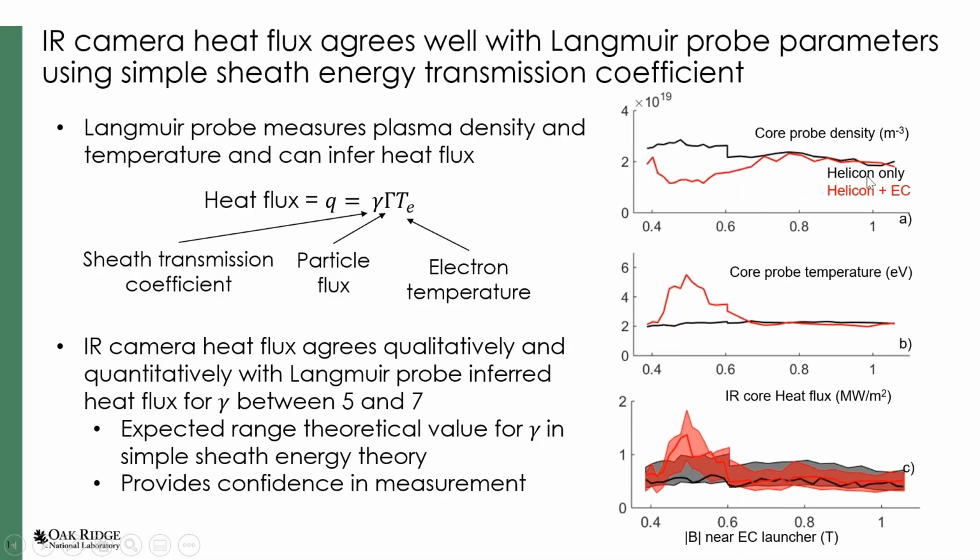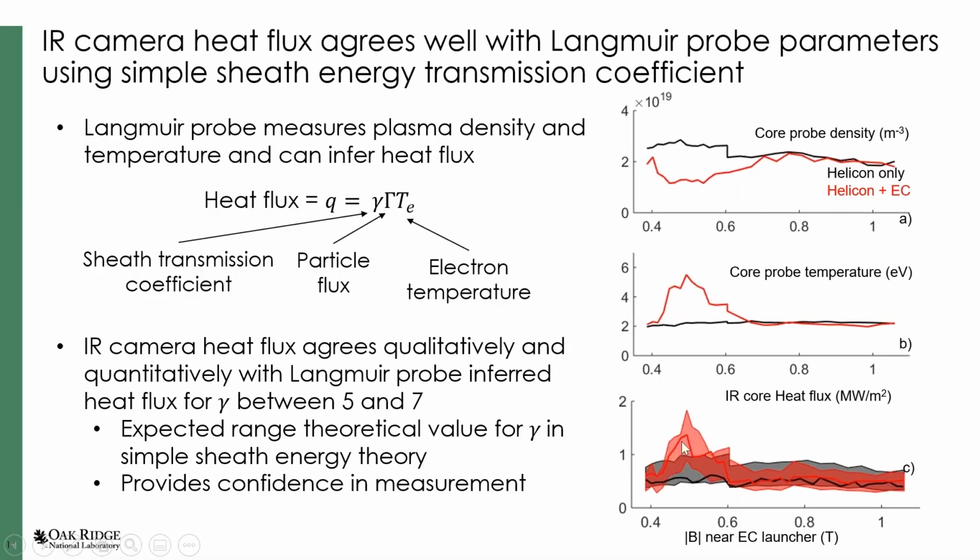On the top right figure is the density as a function of the magnetic field near the electron cyclotron launcher. You can see it has quite a bit of variation depending on the parameters that you have input. In the middle is the measurement of the Langmuir probe for the temperature for the same cases. At the bottom, in the shaded colors, is what the inferred heat flux is from the Langmuir probes.